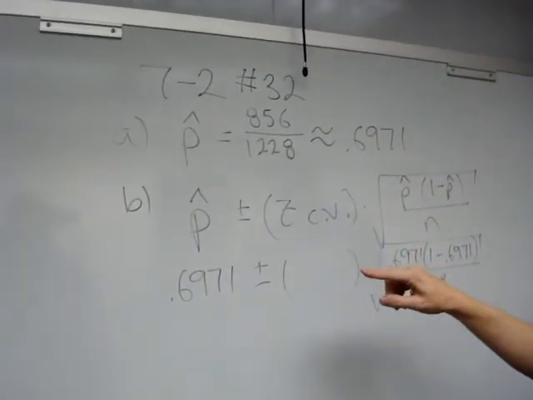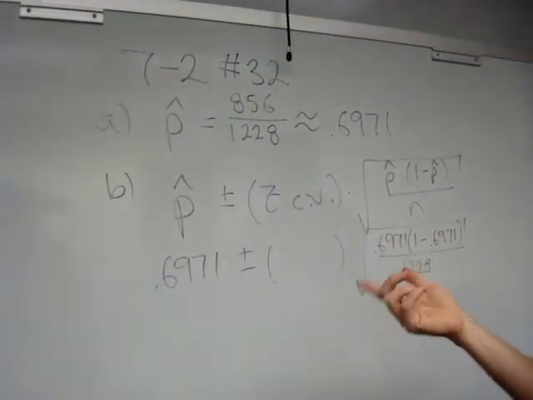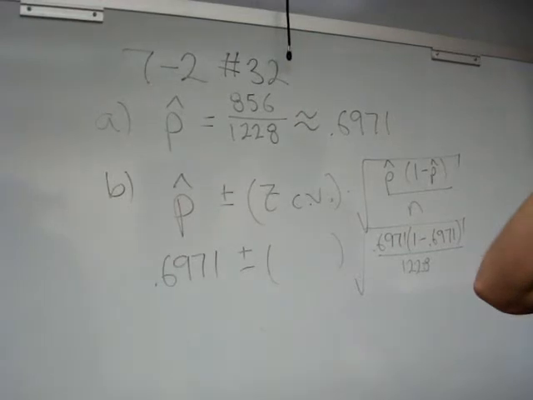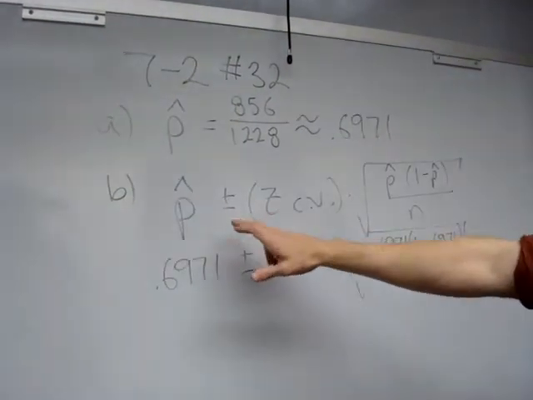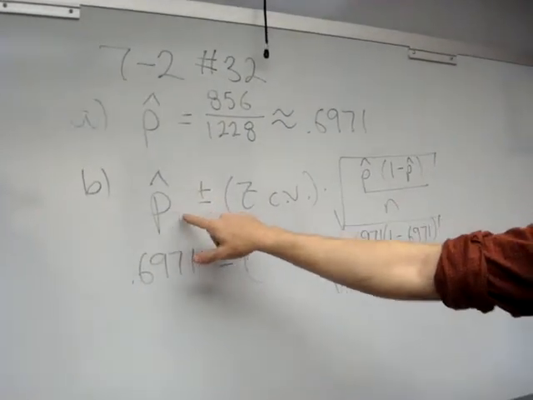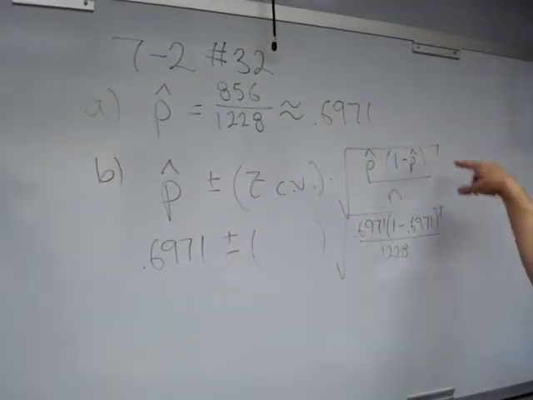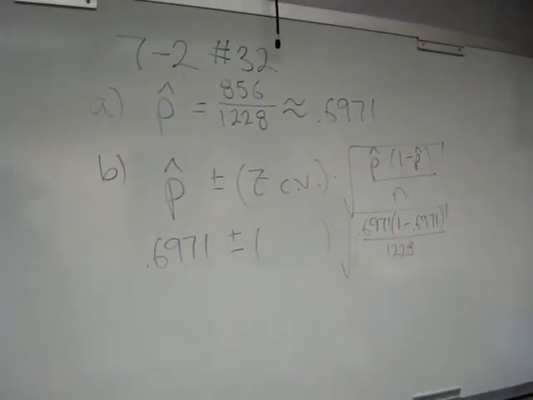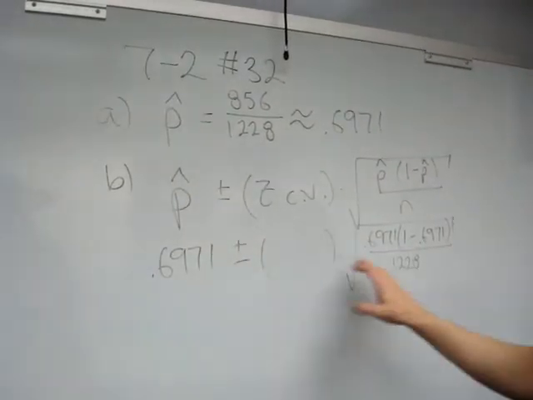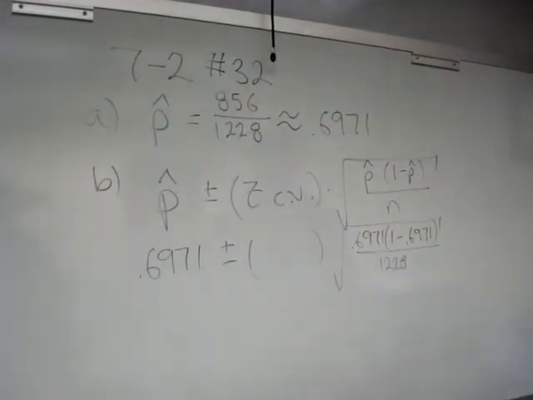So B, to get a confidence interval, because we have at least 5 successes and failures, most books use 5 as that cutoff. Sometimes people use 10, but we have at least 5 successes and failures, so we're able to do this. We have p hat plus or minus a z critical value times standard error, which is the square root of p hat times 1 minus p hat divided by n. So it's going to be 0.6971 here, here, and here. 1228 is n. So all we need is this z critical value off the table.